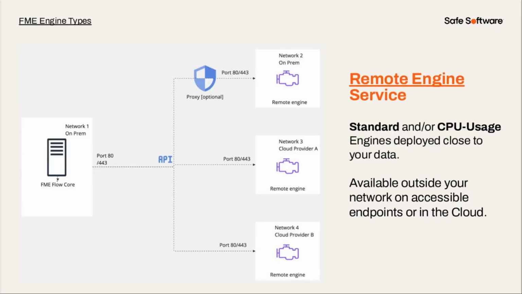In terms of where you're actually deploying these engines, this can be deployed obviously on the same machine, or you can also leverage something called the remote engine service. Now, these are available as standard or CPU usage engines and allow you to deploy an engine close to your data to cut down on latency, ingress and egress fees, because you can process the data in the same data warehouses where your data is residing. And this is available outside of your network or on accessible endpoints or even in the cloud. So if you have a configuration where you need engines distributed across multiple clouds or outside of your network, remote engines have you covered there.